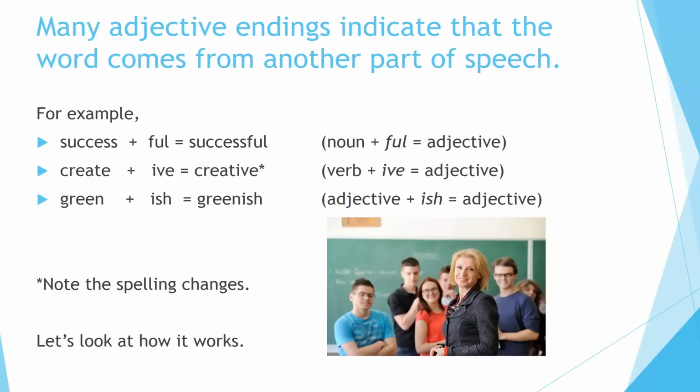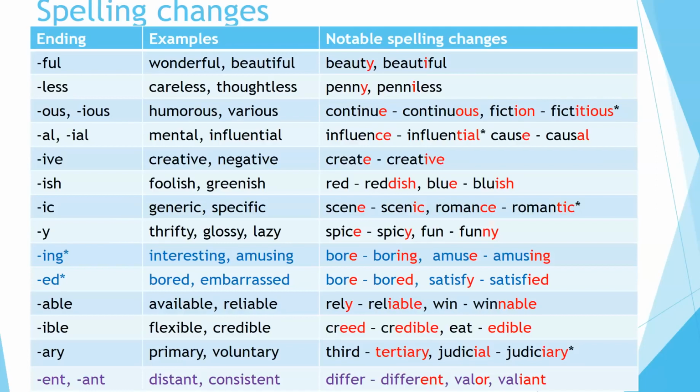Notice there's some spelling changes here. Green plus ISH equals greenish. Adjective plus ISH indicates another adjective. Note the spelling changes. Let's look at how that works. Spelling changes. Ending, examples, notable spelling changes.